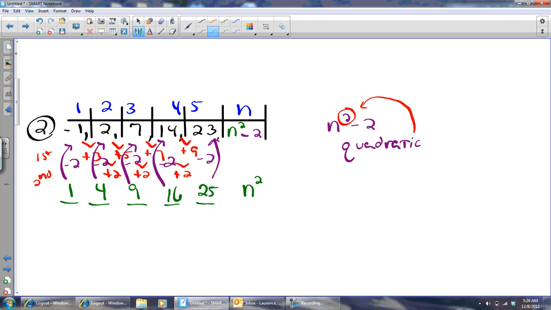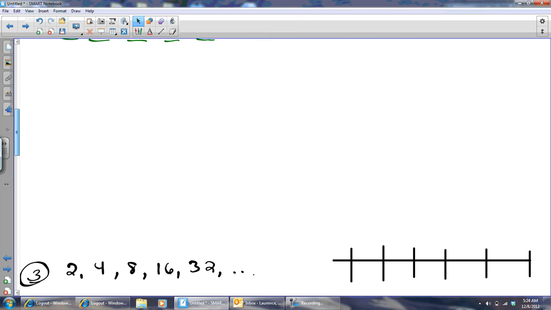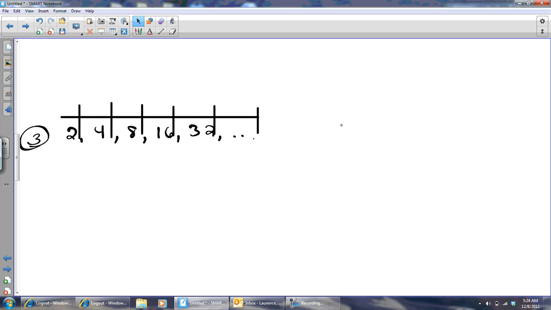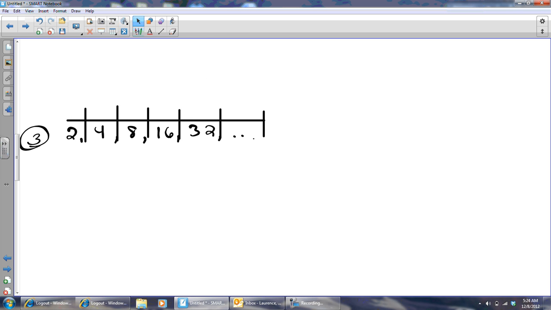Quadratic. And what makes it quadratic is this exponent of 2. If there's an exponent of 2, it's quadratic, meaning if that's the highest exponent. All right, now we're going to look at a new type of pattern. If I can get my pen to work. Okay, so I'm going to bring my handy dandy table over here. And one more time, I'm going to fill in 1, 2, 3, 4, 5, and n.